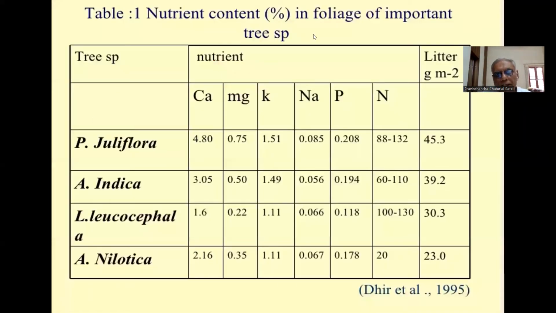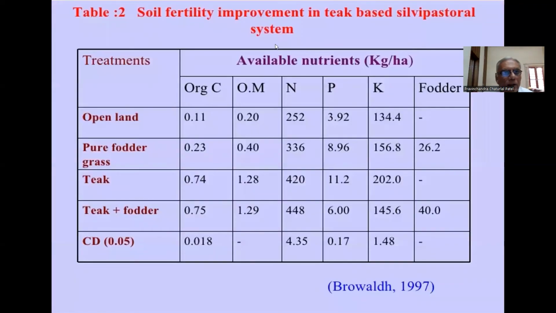The nutrient content of the foliage. So, Prosopis juliflora, you can see here, calcium 4.8, another nutrient is greater. Azadirachta indica, the lucerne, Leucaena, then Acacia nilotica. So calcium, magnesium, potassium, you can see here is greater. Then soil fertility improvement in teak-based silvi-pasture system.